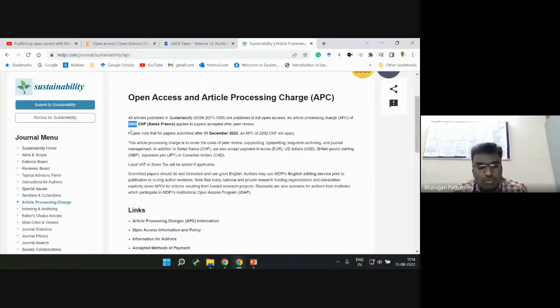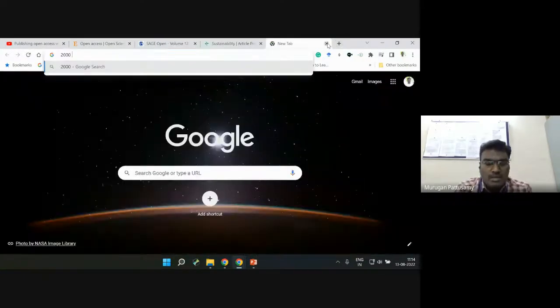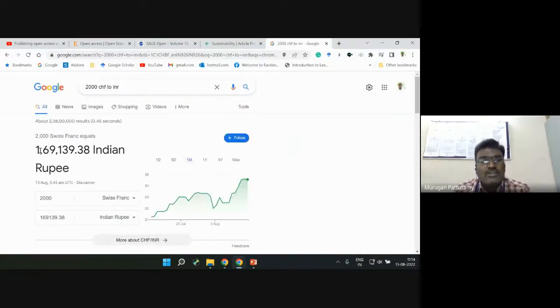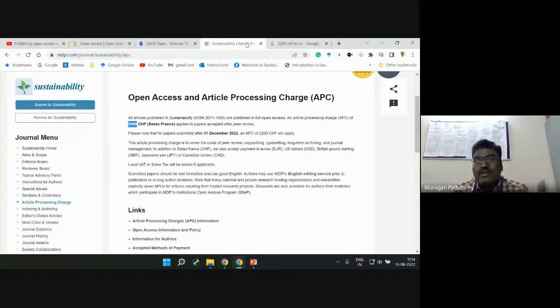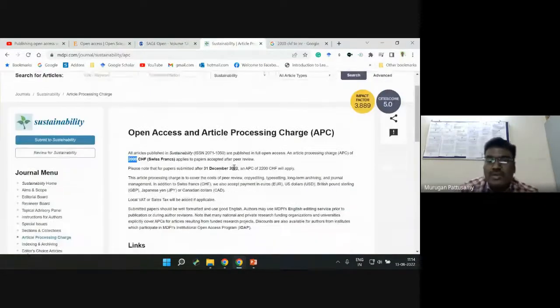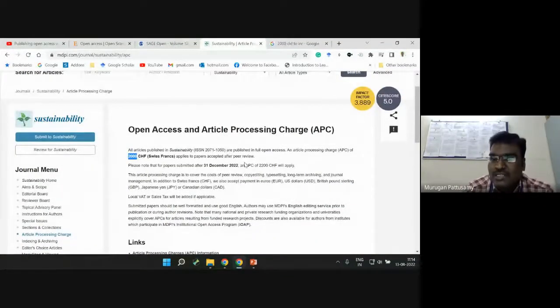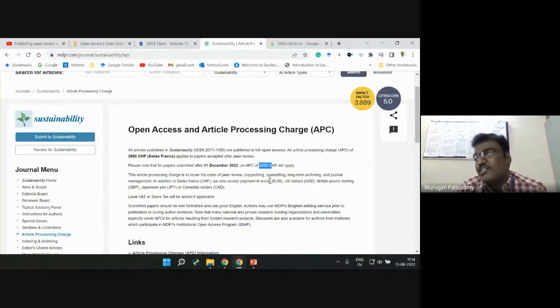If you convert this 2000 CHF to INR, you'll get to know the money. You are supposed to pay 1,69,139 rupees to publish your paper in Sustainability. If your paper is rejected, you need not pay anything. If your paper is accepted, by default, you are supposed to pay this much money. Otherwise, they don't publish your paper in this particular journal, because it's a complete open access publishing house. They publish only open access papers in their journals.